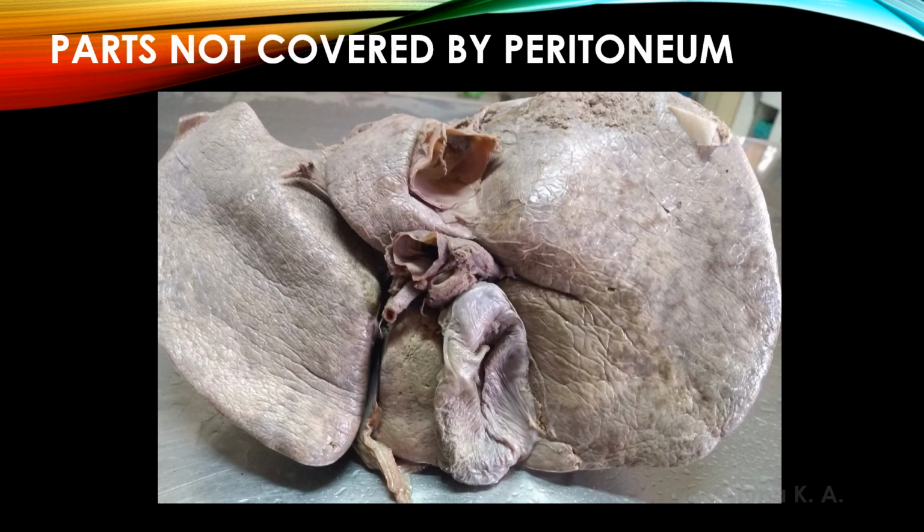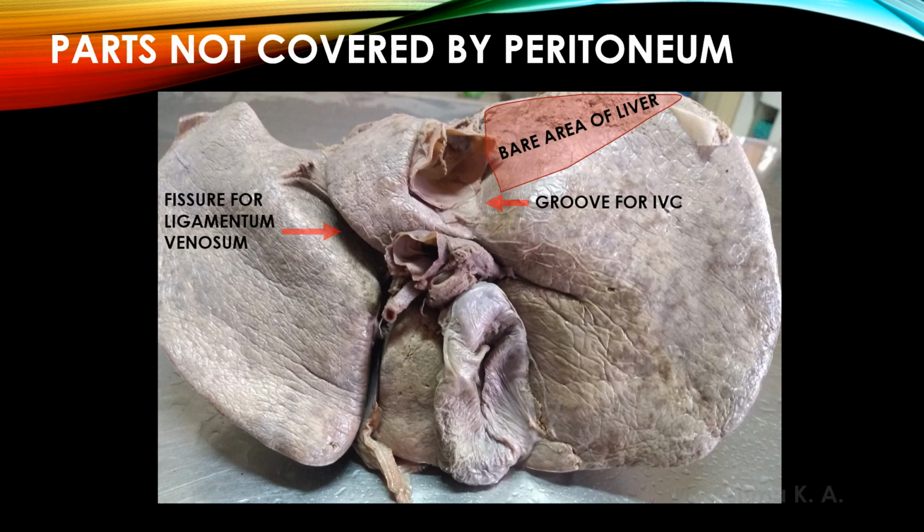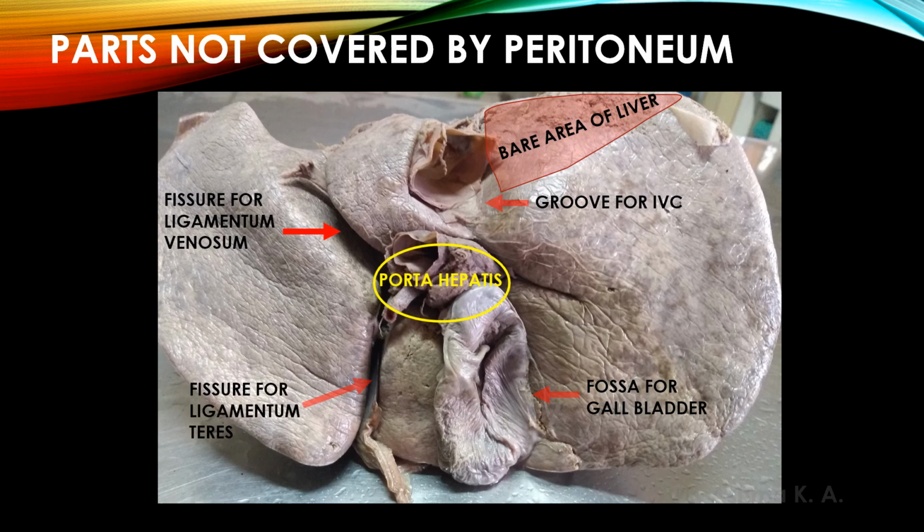Summing up the areas of liver which are not covered by peritoneum, on the posterior surface from right to the left, we have the bare area of the liver, the groove for inferior vena cava, and the fissure for ligamentum venosum. The porta hepatis, which separates the posterior and the inferior surfaces, is also not covered by the peritoneum. On the inferior surface, the fossa for gallbladder and the fissure for ligamentum teres hepatis are not covered by peritoneum.